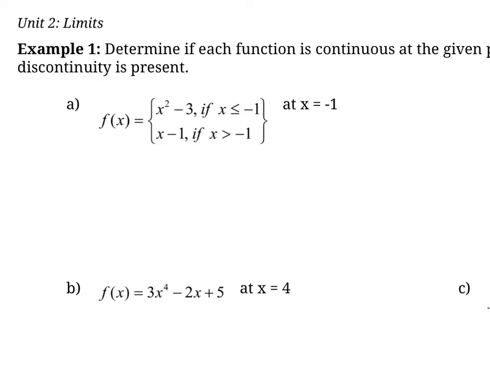So let's try some examples now. These questions ask us to determine if the function is continuous at the given point, and if not, what type of discontinuity is present. So the first question is a piecewise function. And for piecewise functions, you should always sketch the piecewise function just to see what happens at that x equals -1. So our first part of the function is a quadratic, and it's the parent function of a quadratic that's been shifted down by 3.